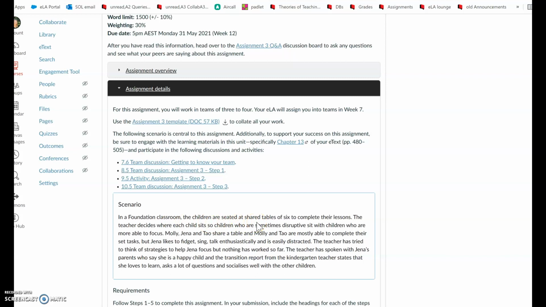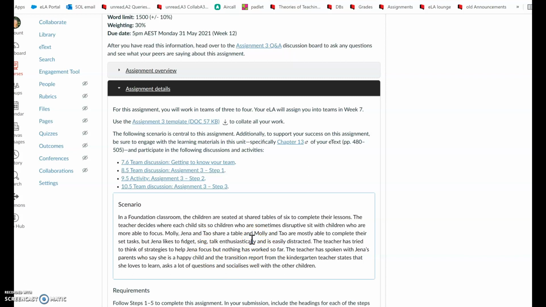teachers, with their teammates. We know a lot about the children simply because of their age level. We know that they're seated at tables, and there's 6 of them in a group, and this is where they complete their lessons. So the teacher decides where each child sits and organises it. We also have some clues into the types of learners that we have here.